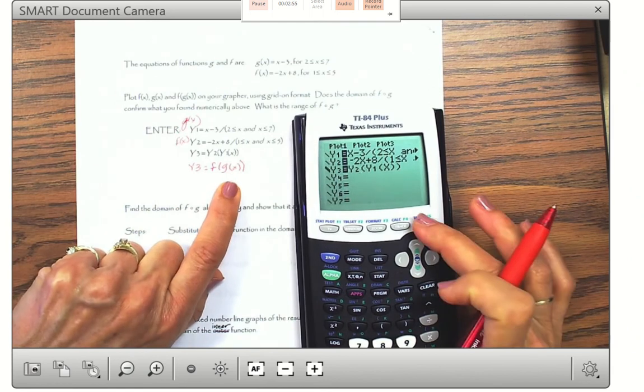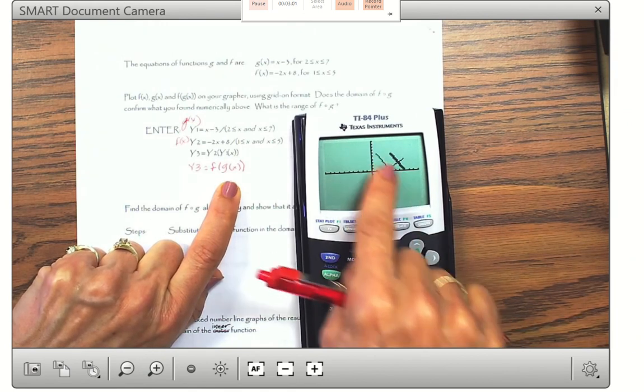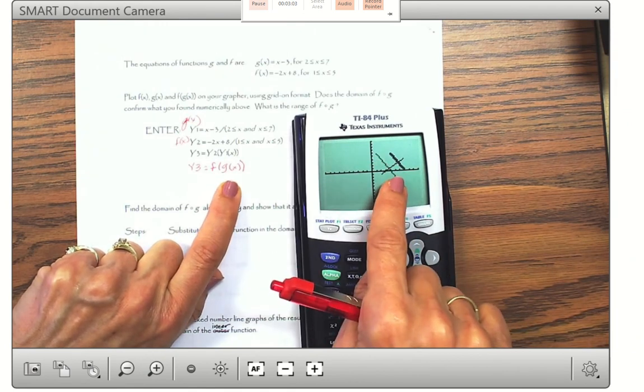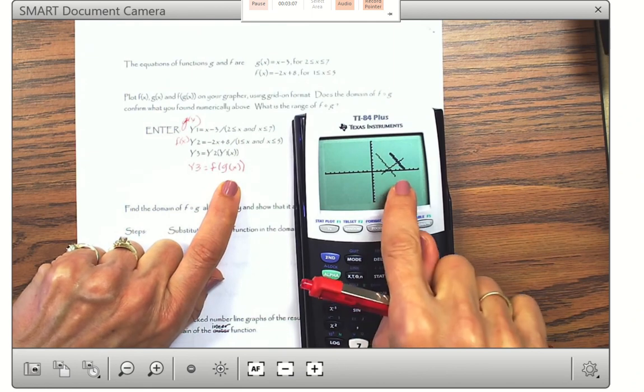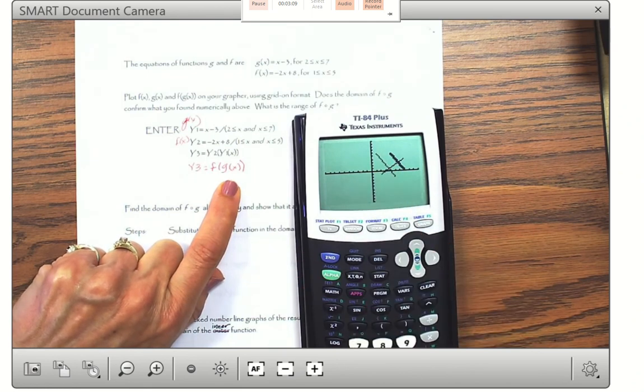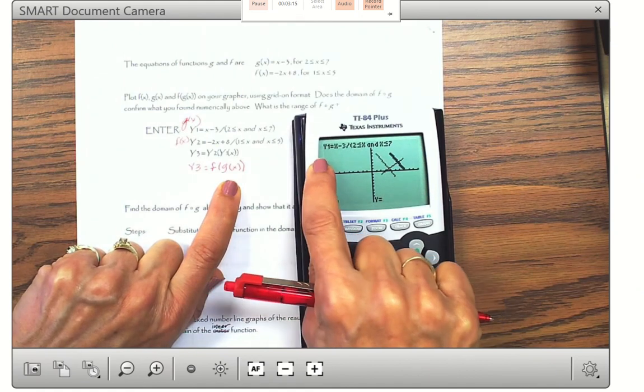So when I graph this, I see this thicker line. That is my composition of functions. If I want to estimate the domain of that composition of functions, I'm going to hit trace, and I want to make sure that I am not on y1 or y2. I want to be on y3.